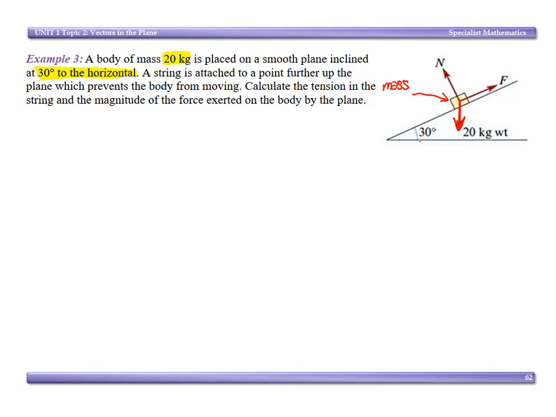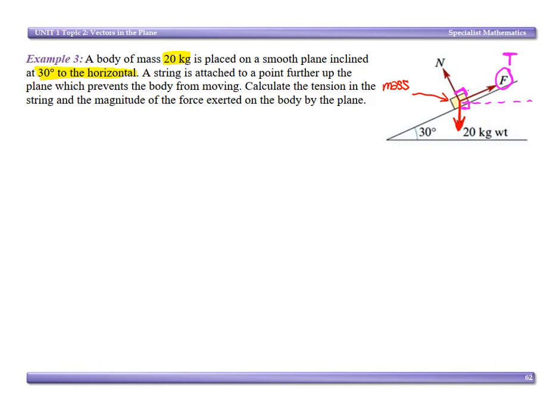Now, the force exerted on the body by the plane is going to be our normal, and our tension is going to be, in this diagram, this F. So that's our tension. Now we need to put some information into our diagram. So I'm going to draw a horizontal coming across here, so we know that that's the right angle. We also know that this is a right angle here.